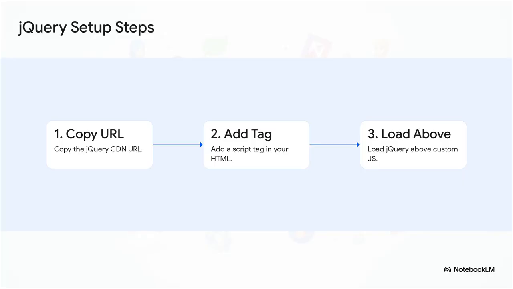Setting this up is an absolute breeze. Step 1, you just copy that jQuery CDN URL. Step 2, you add a standard script tag with that source URL directly into your HTML file. But, and listen up because Step 3 is the critical pro tip you cannot forget, you must always load the jQuery script above your own custom JavaScript file in the HTML document. Why? Because your custom code relies on that library being ready first. If you load it underneath, your script literally won't know what jQuery is, and the whole thing breaks.